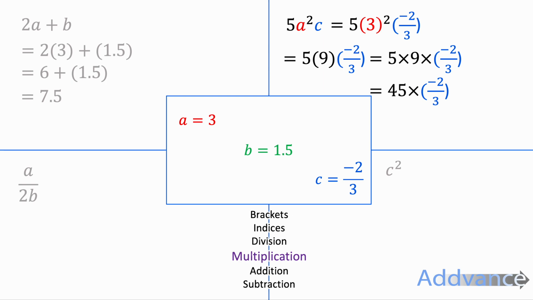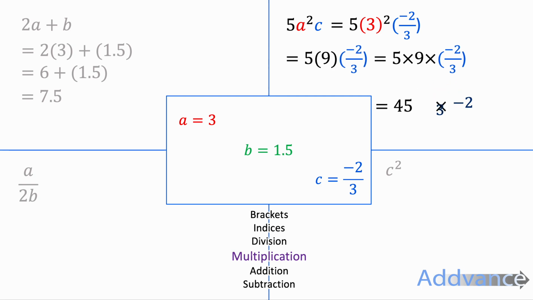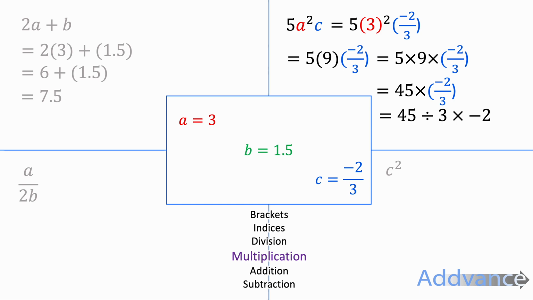5 times 9 is 45, and then times minus 2/3. When you times it by a fraction, you divide by the bottom and then times by the top. So that's 45 divided by the bottom, divided by 3, and then times by the top, minus 2. 45 divided by 3 is 15, and then times by minus 2 is minus 30. And we have the correct answer. The answer is minus 30.